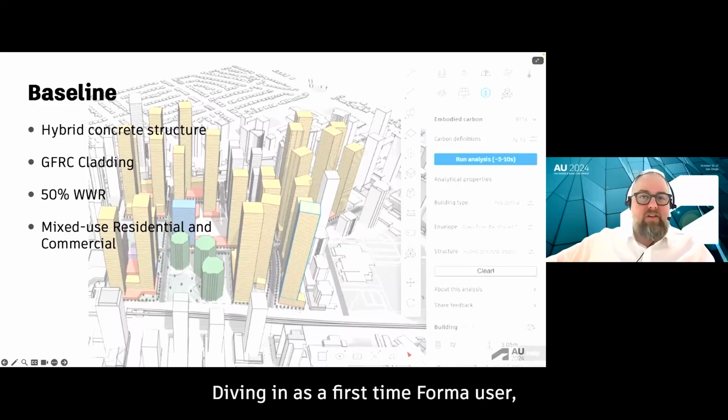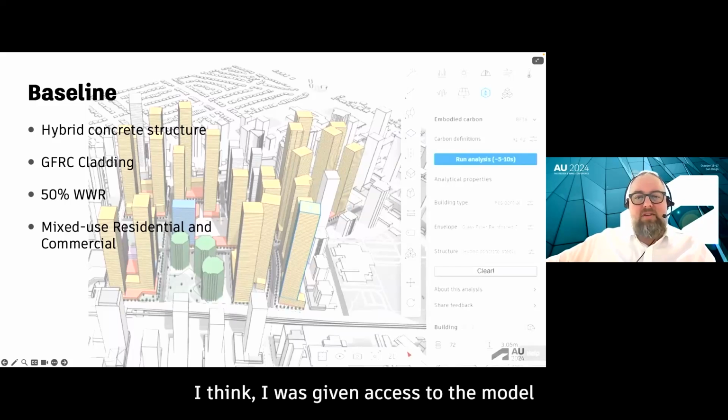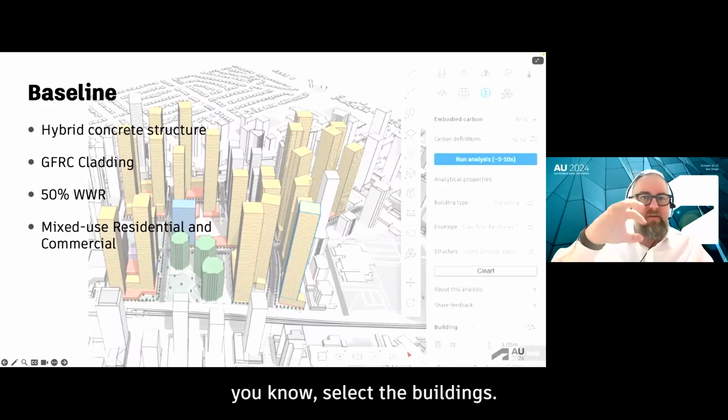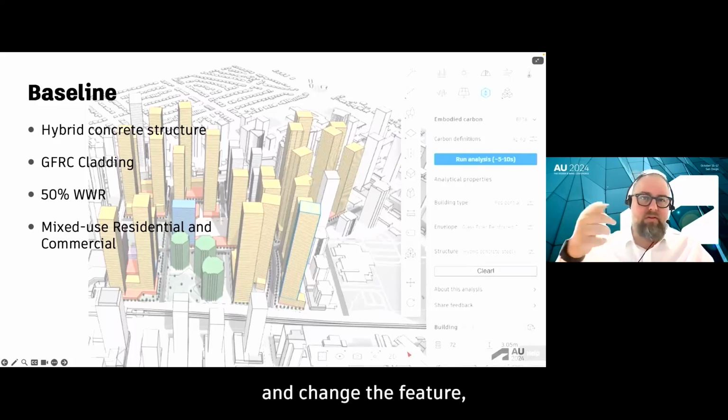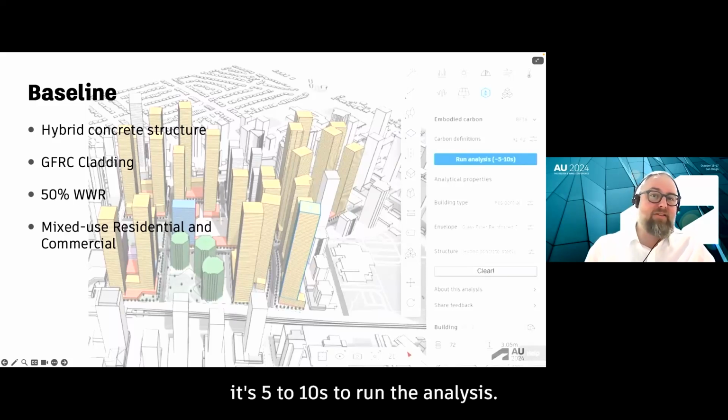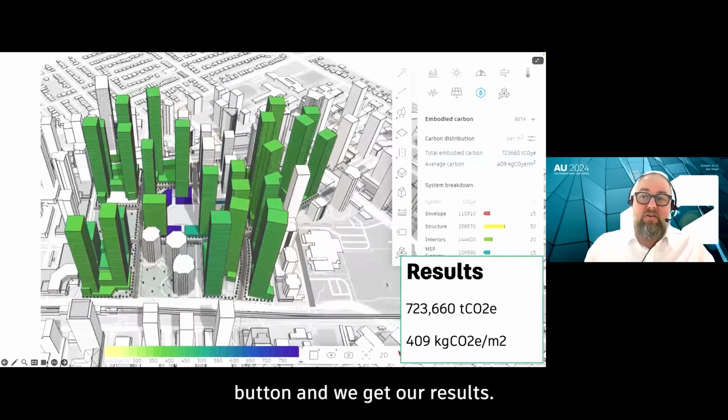Diving in as a first-time Forma user, I was given access to the model, and making all of those adjustments took me maybe an hour and a half to get familiar with the tools and go through and select the buildings. You're able to select multiple buildings and change the features. So it was pretty quick. And then, as you can see on the right hand side here, it's 5 to 10 seconds to run the analysis. So we're able to click on that button and we get our results.